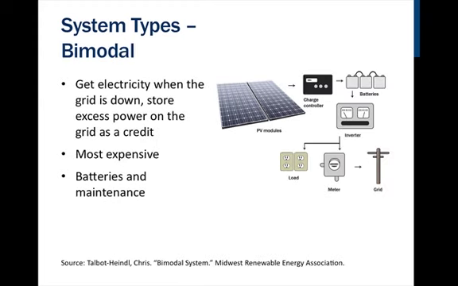You still get electricity when the grid is down. You can put clean energy on the grid. You can store excess power in the batteries, but when they are full, you can store the excess on the grid as a credit. This system has batteries and the associated maintenance. It is the most expensive system with the largest balance of system footprint.